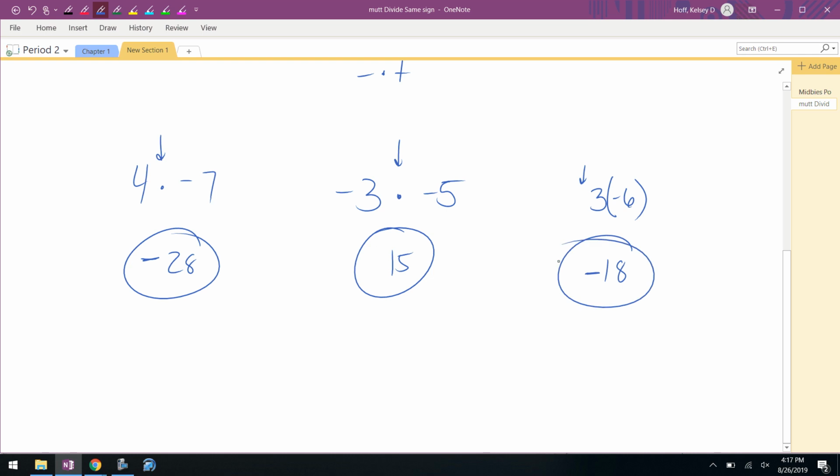Be careful with your multiplication skills. Don't worry about the signs. Just multiply the two numbers. Your sign is something that you can get afterward. Same sign, both positive or both negative, your answer ends up positive. Opposite signs, one positive, one negative, your answer is negative.